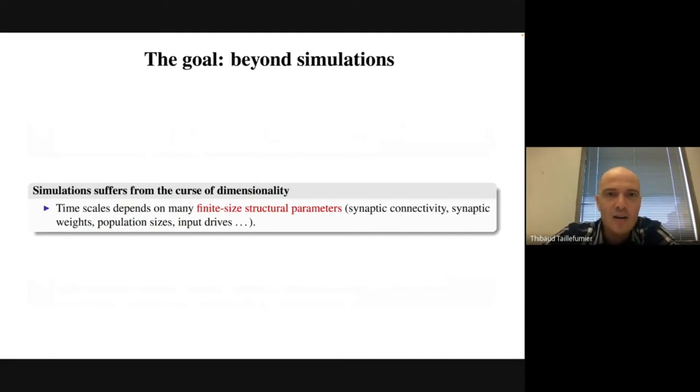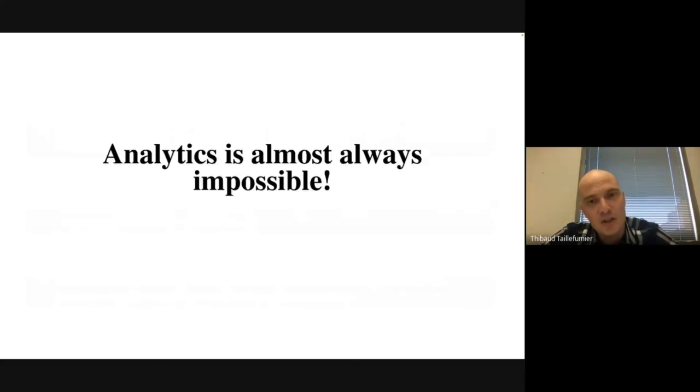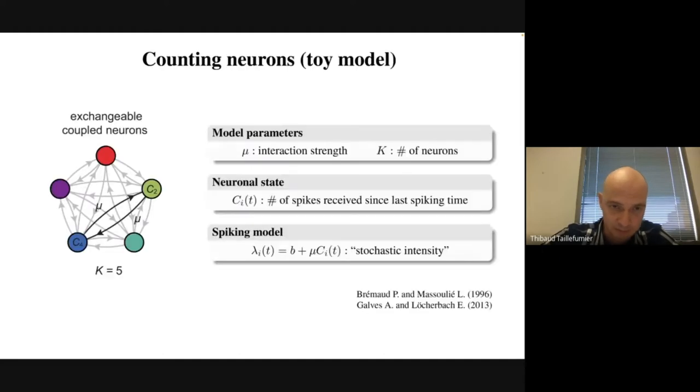Now, why is it tough to go beyond simulation? It's because in general, depending on the complexity of your model, but it's a general statement, analytics is almost always impossible. So you have to resort to tricks or to approximation. And before I explain the sort of approximation I'm going to be doing, I'm going to try to justify why you should expect analytics to be especially difficult in spiking networks with finite size effects.